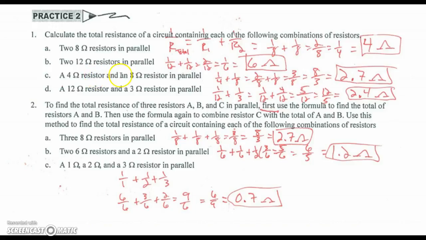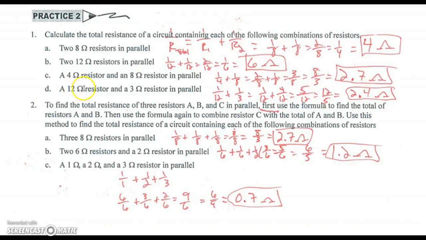So a 4 ohm resistor and an 8 ohm resistor. If I add this using the reciprocal rule, 1/4 plus 1/8, notice I need to find a common denominator, so 1/4 becomes 2/8, plus 1/8 is 3/8. I flip this for 8/3, and I get 2.7 ohms. And you could take 4 times 8, which is 32, divided by 4 plus 8, which is 12, and you'll get the same answer. Notice that that's actually 2.6 repeating.